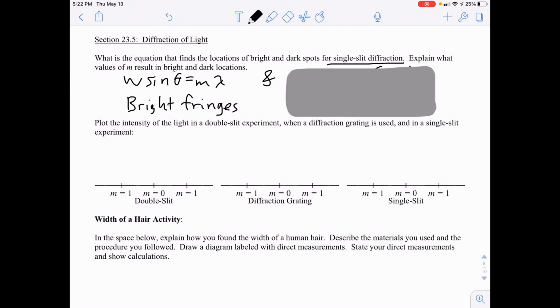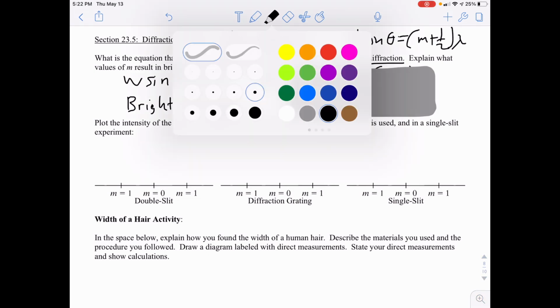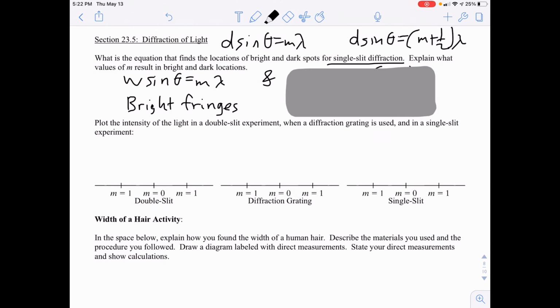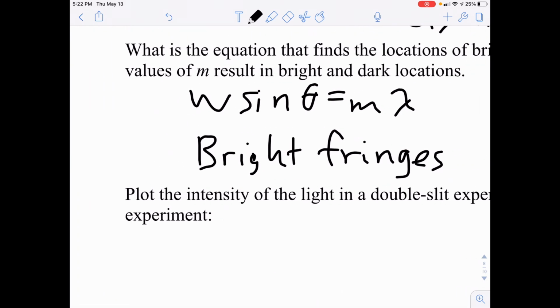And so instead of d sine theta equals m lambda, or d sine theta equals m plus a half lambda, if we're talking destructive interference in dark fringes, you can see d is simply replaced by w, the width of the slit itself. In addition, the equation for the distance between bright fringes would be x equals m lambda L over w, not over d. d is no longer a variable; w, the width of the slit, would be.